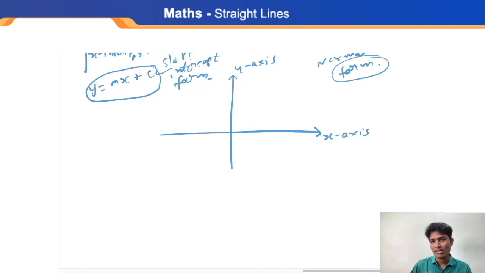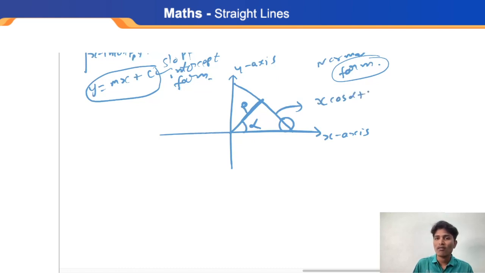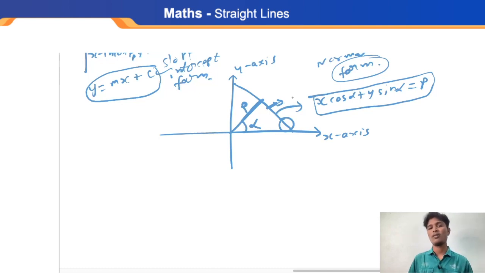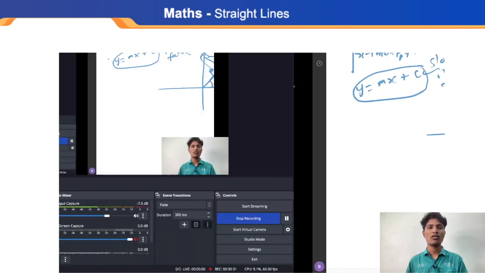The normal form. What is normal form? Suppose there is a line from the origin and it is perpendicular to the other line. And this line is making alpha angle. And the length of the perpendicular is P. If this is the condition, and I want to calculate the equation of this straight line, what do I have to do? I have to write like this: x cos alpha plus y sin alpha is equal to P. This is the equation for this line, not the one originating from the origin. This entire line equation is x cos alpha plus y sin alpha is equal to P. This is the important thing you have to note.